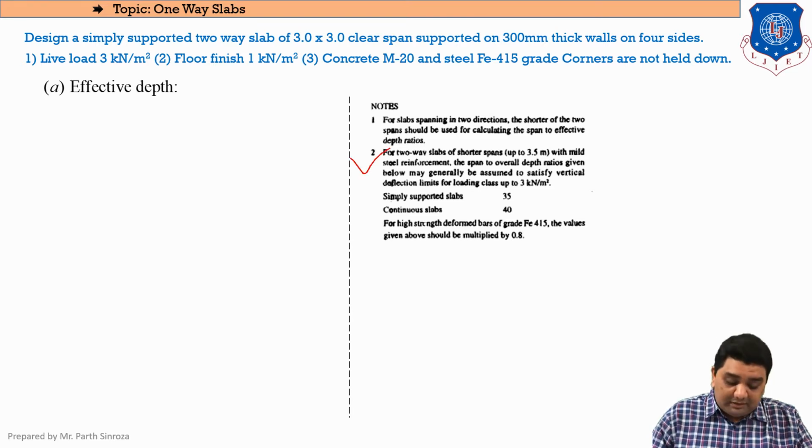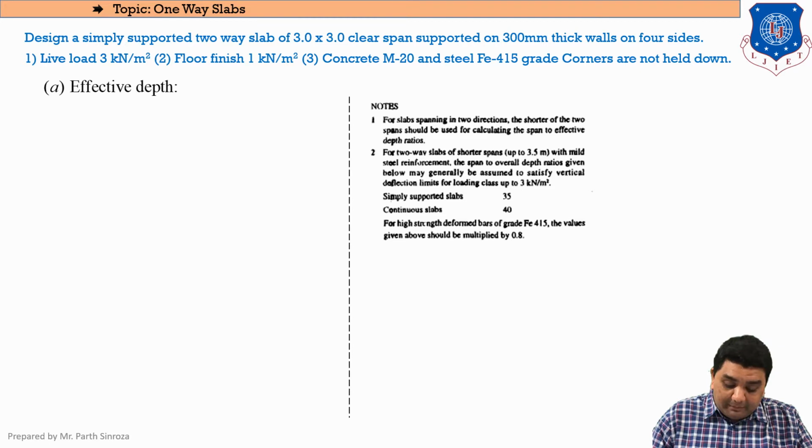The second point is very important: for two-way slabs of shorter span up to 3.5 meter. That means if the question gives a shorter span up to 3.5 meter, then and only then will we use this equation. If the shorter span given in the question is greater than 3.5 meter, then we will find the effective depth using the table on page number 37. We won't use this table; we will use the same table that we used in one-way slabs. This table is used only when the shorter span is up to 3.5 meter.